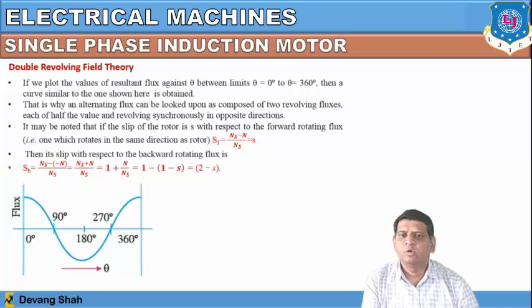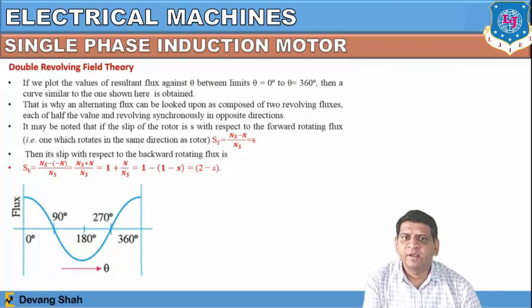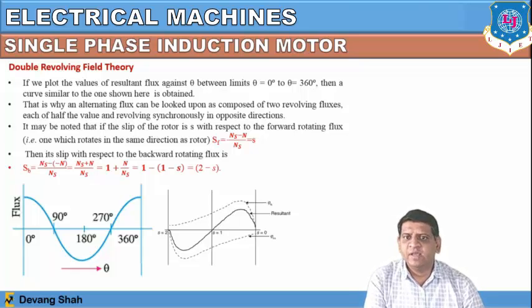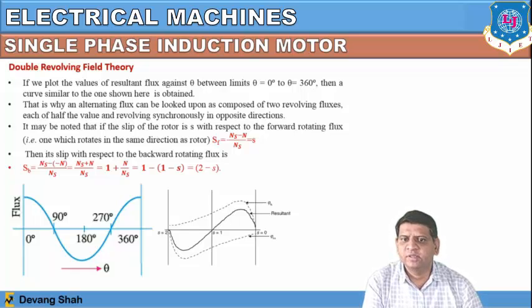Once you check this, if we plot the values of the resultant flux against theta, with the limit of theta to 360 degrees, a curve similar to the one shown here is obtained. That's why the alternating flux can be looked upon as composed of two revolving fluxes, each of half the value and revolving synchronously in opposite directions like this. So this part is defined as during the full complete cycle.